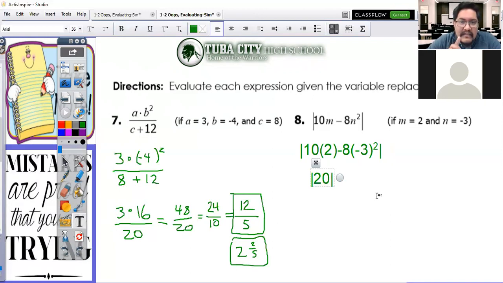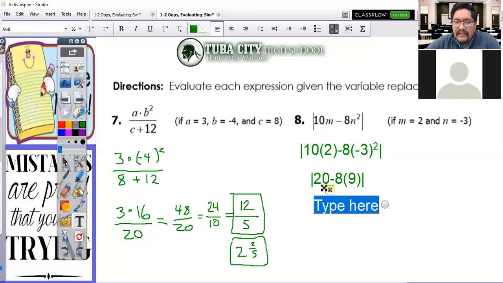Now in this case, in this next one here, we have two things going on. We have 8 times -3, and then square the -3. So we have a times and an exponent. So I'm going to take care of that exponent first. So -3 squared is going to be 9. So again, -3 times -3. Negative times negative is positive. So remember, your rules are different when you're multiplying or adding or subtracting or anything else like that.